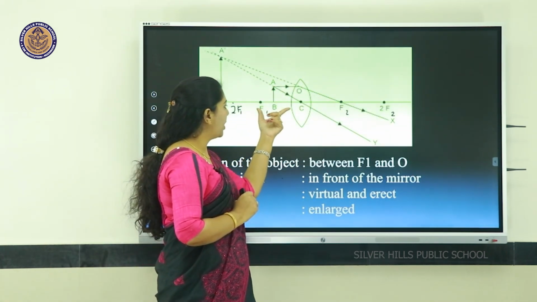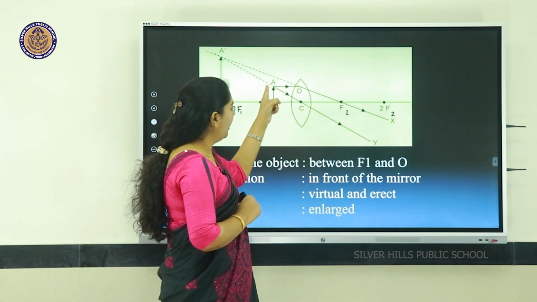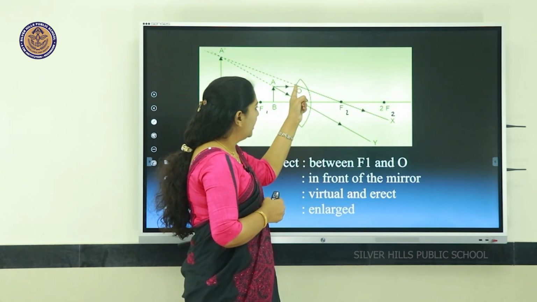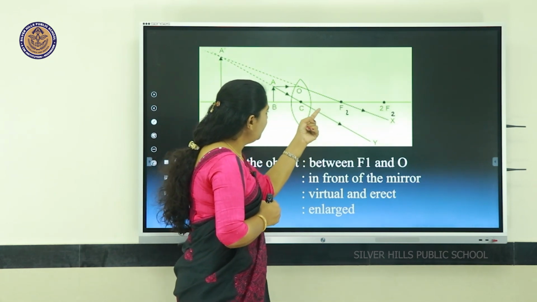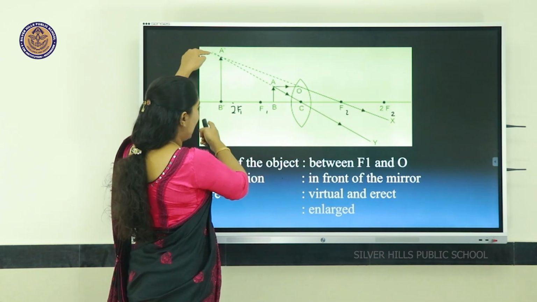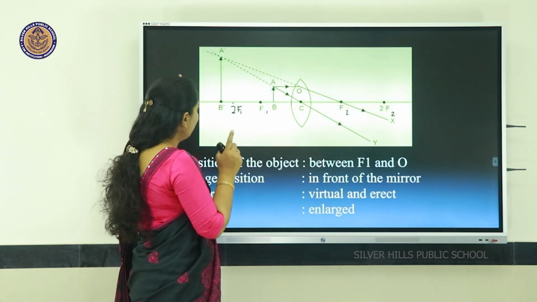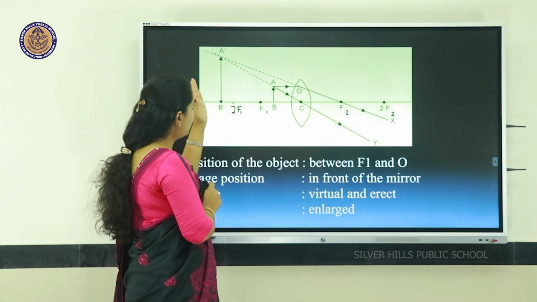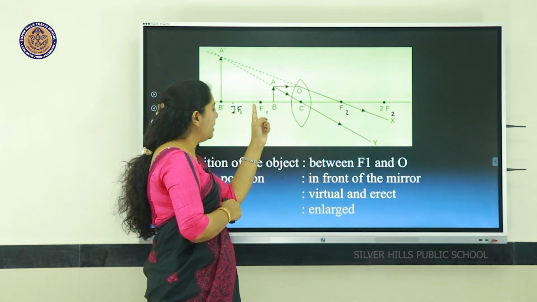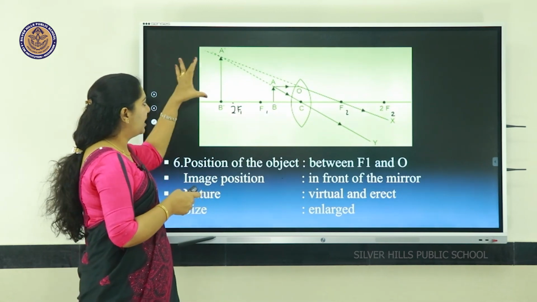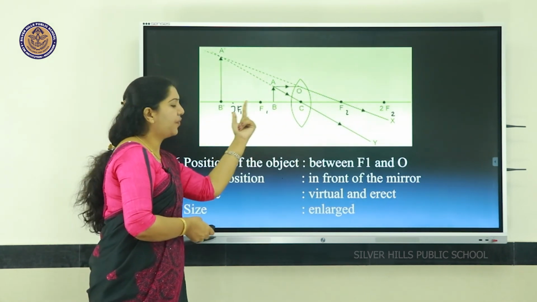Sixth case, position of the object between F1 and optic center. Consider BA is the position of the object. From the point A, a ray of light is incident parallel to the principal axis. That ray passes through the point F2. Another ray of light passes through the optic center. Then extend both these refracted rays. You can see that on this side, the left side of the lens, both these refracted rays will meet at the point A dash. So the image is A dash B dash. This is the case of the virtual image of a convex lens. For getting a virtual image, we keep our object in between F1 and optic center. That image size is enlarged. Nature of the image is virtual and erect. Position of the image is in front.